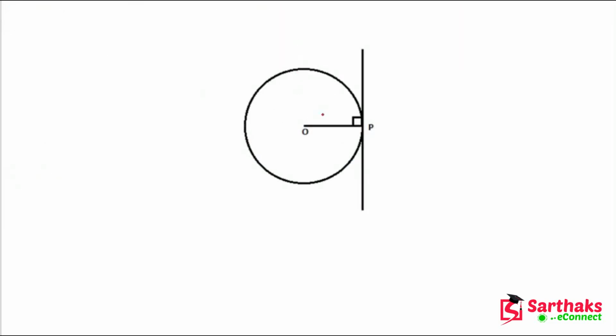We have a circle and we have radius OP. Now we have to draw the perpendicular line from point P. This perpendicular line is the tangent of the circle. So my dear friends, I hope you understand how to draw the tangent of a circle.